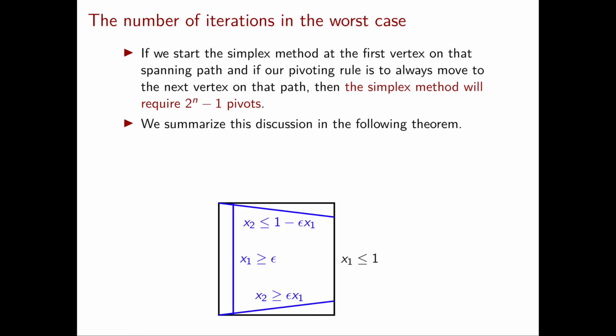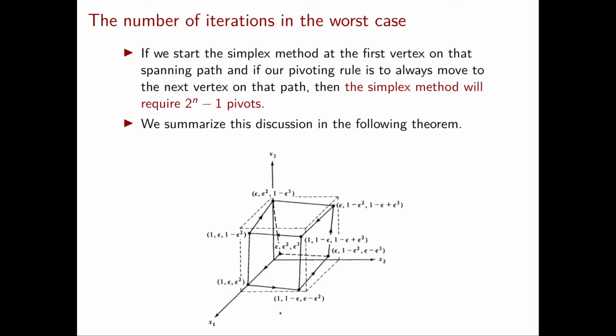Now there's only one thing left to do. We need to find a pivoting rule that moves exactly along this spanning path. If we do so, our simplex method will require 2 to the n minus 1 pivots. This is because the number of vertices is 2 to the n, and so the length of the spanning path is also 2 to the n. Of course, you can also try to visualize the perturbed cube in dimension 3. Here you have a picture. However, it is admittedly a bit complicated, so don't worry if you're not able to fully visualize this in dimension 3.